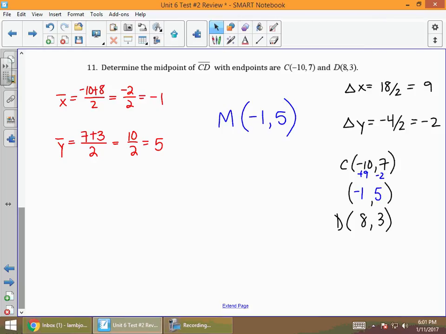So I could find a midpoint by doing that same process if you really like that partitioning the segment process that we do, where we find the change in x and the change in y and just divide it by the partitions. Because really a midpoint is nothing more than a partition.